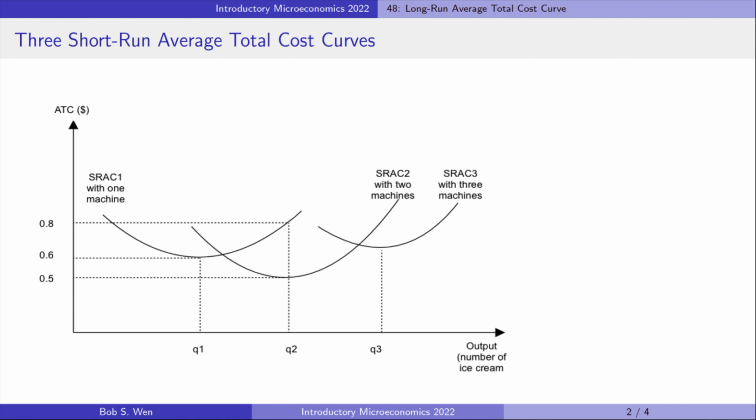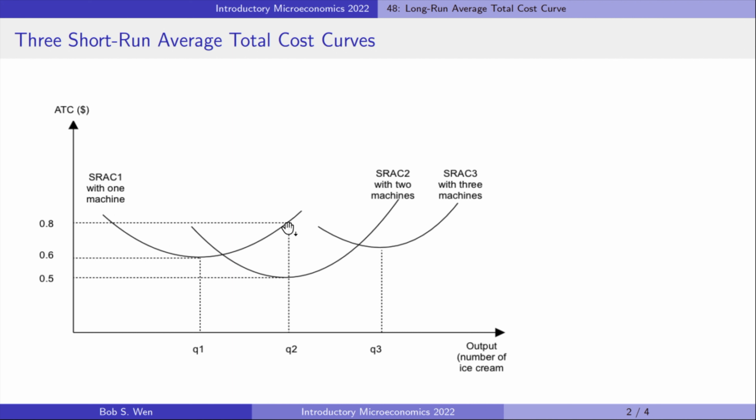Now suppose the firm wants to increase its output to Q2. It has no choice in the short run but to hire more workers to work on the one ice cream machine. Because of the diminishing marginal product of labor, its average total cost will increase to $0.8 per ice cream cone.